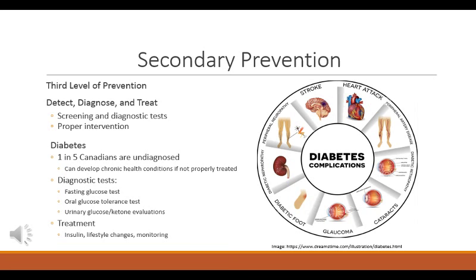According to the Public Health Agency of Canada, approximately 1 in 5 Canadians live with undiagnosed diabetes. Diagnostic tests for diabetes include the fasting glucose test, oral glucose tolerance tests, urinary evaluations, and more. Proper diagnosis is crucial to prevent or treat certain conditions such as hypoglycemia or insulin shock.